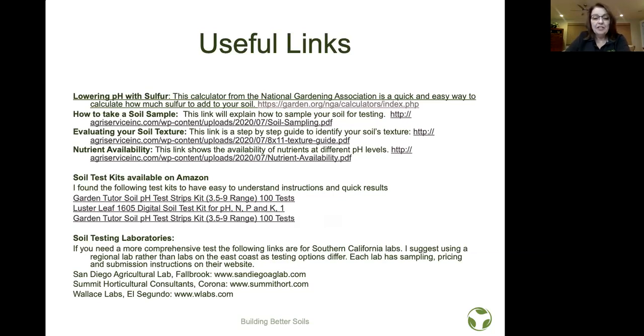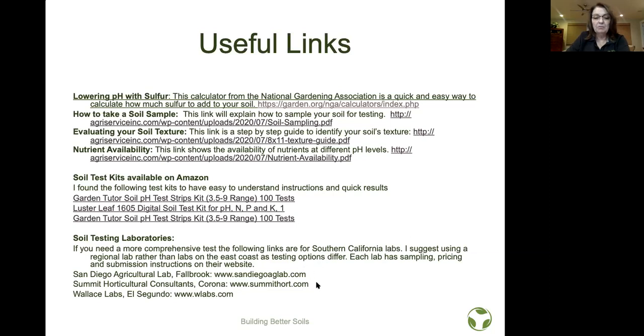And then if you do decide that you would want to have a soil test taken, I put down some labs, and these are all people that I've used. The San Diego Agricultural Lab, that's in Fallbrook. I put their websites down there so you can see how much it costs and what their submission requirements are. Summit Horticultural Consultants and Wallace Labs.